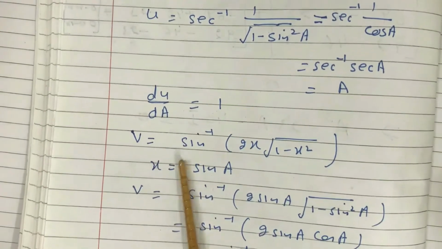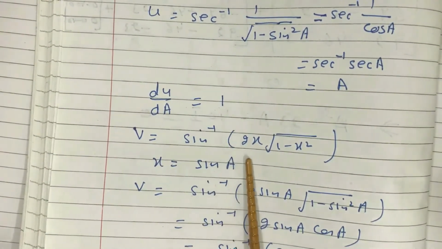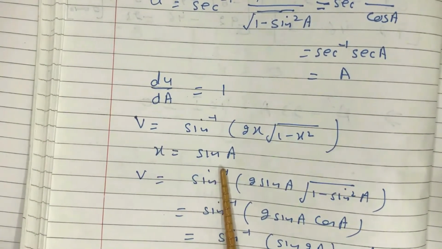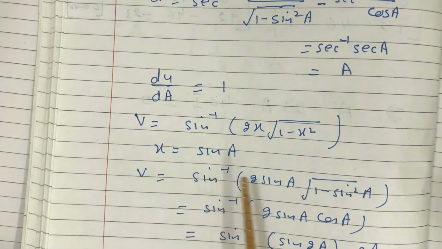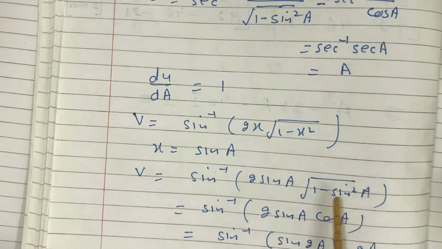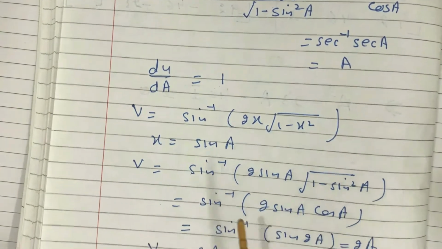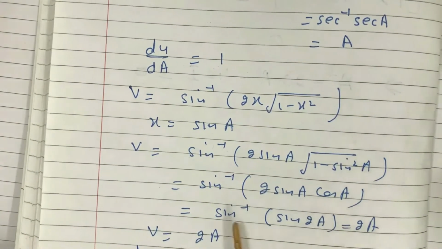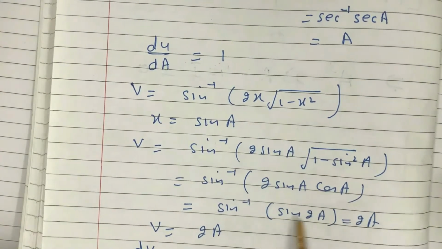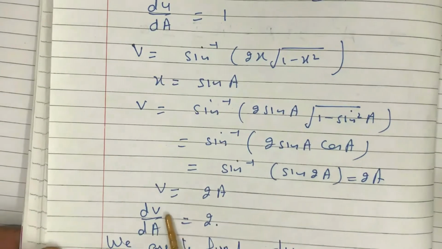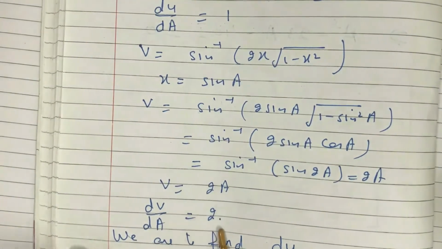Now v = sine inverse (2x root(1 - x square)). x = sin a. Now v = sine inverse, in the bracket you will have 2 sin a, you will have root(1 - sin square a), that is cos a. Sine inverse, this is equal to sine inverse of sin 2a, you will have 2a. So v = 2a. So dv/da is equal to 2.